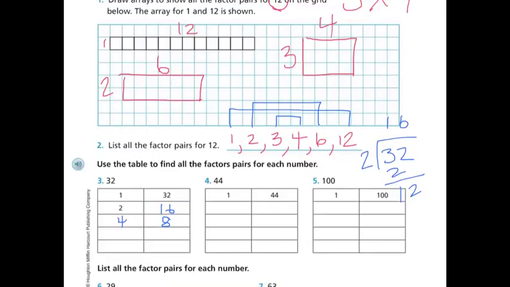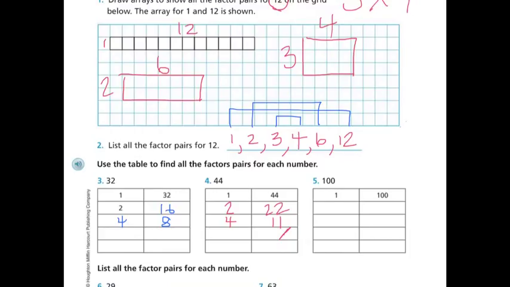If I were to move into 44, I would do the same thing. So I know that 2 goes into 44 22 times. 3 doesn't go in it, but I know that 4 goes into 44 11 times. And I know that that's probably the last one, because 5 doesn't go into it, 6 doesn't go into it, 7 doesn't go into it, 8 doesn't go into 44, 9 doesn't go into 44, 10 doesn't go into 44, but 11 does, and I'm already there, so I know I can stop at that point.